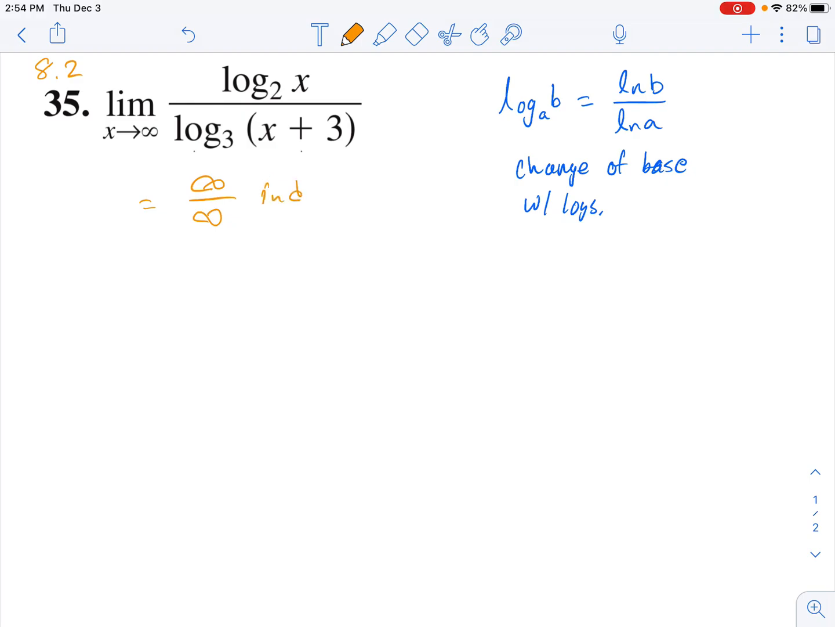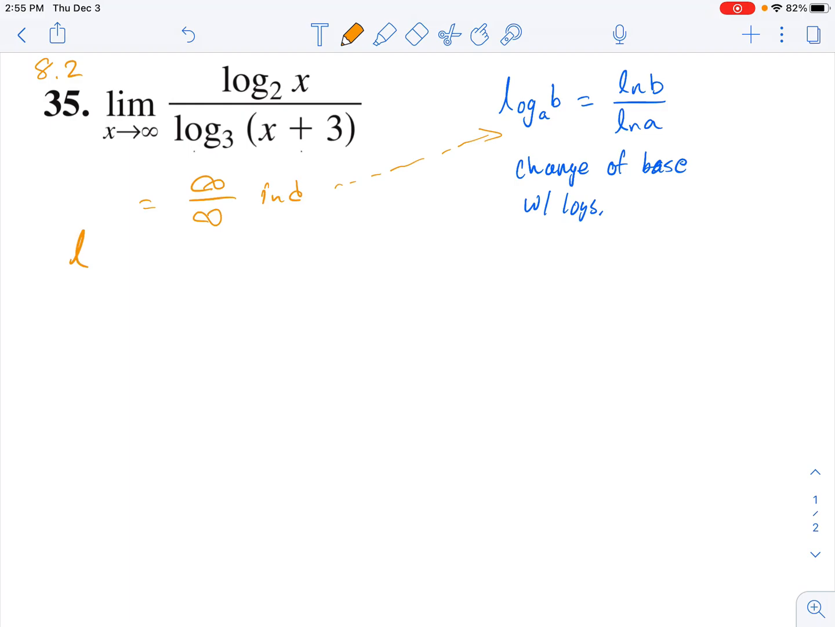But first, we're going to use the change of base formula. In this formula, if you have a log base a of the argument b, you can change that to log b over log a, like log base 10, or natural log b over natural log a, or log base 2 of b over log base 2 of a. But we're going to choose the base to be e, so it's natural log of b over natural log of a. So I'm going to rewrite this using that.